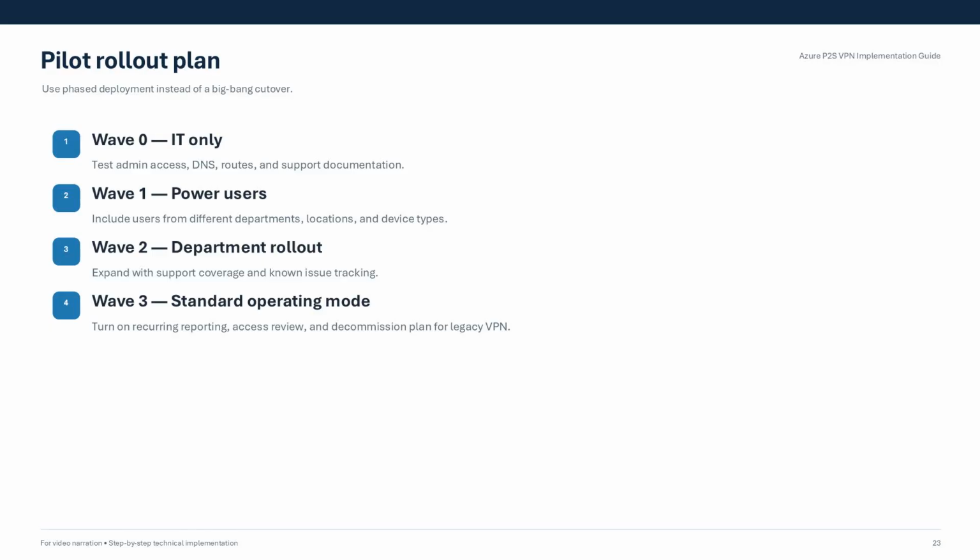Implement a phased deployment plan to ensure a smooth rollout. Start with IT only to test admin access and documentation, then move to Wave 1, involving power users from various departments. Expand further in Wave 2 with department-wide rollout and issue tracking. Finally, transition to Wave 3, focusing on standard operating mode with ongoing reporting and access review.